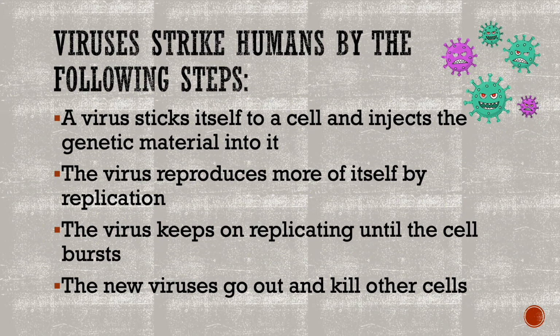Now, let's go to our main topic, how viruses strike on humans. I will present to you the simple steps or procedure on how they infect us. First, a virus sticks itself to a cell and injects the genetic material into it. The virus reproduces more of itself by replication. Then, the virus keeps on replicating until the cell bursts. The new viruses go out and kill or infect other cells in the body of its host, in that case, a human being.